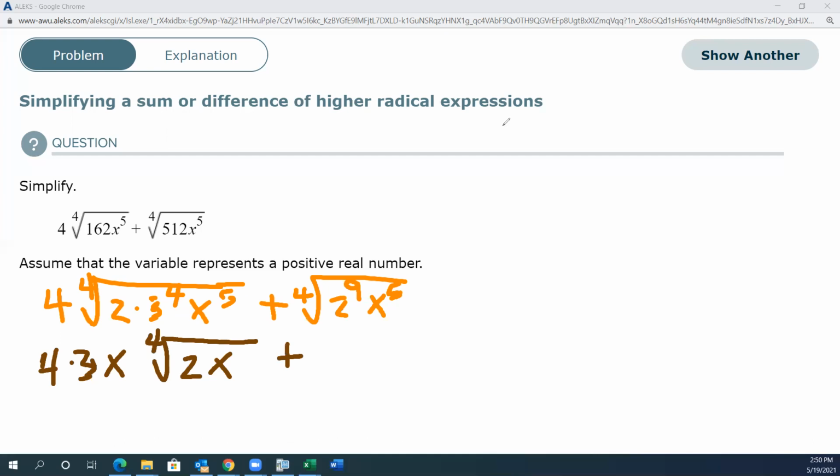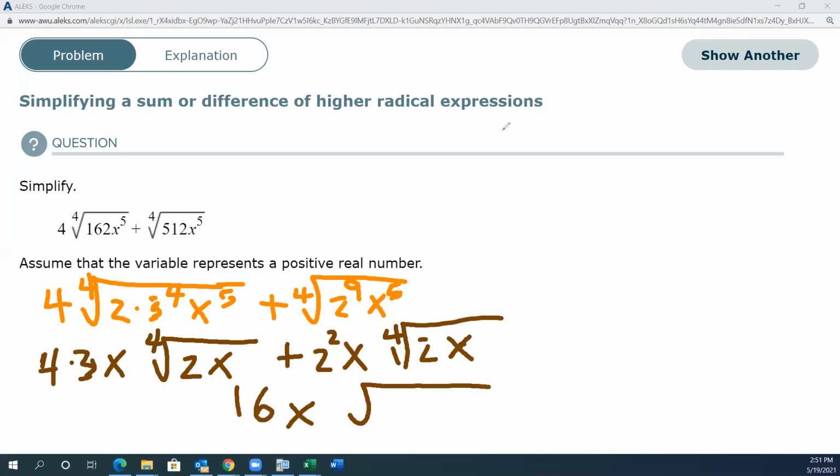And then on the second radical, I've got 2 sets of 2's, because there's 9 of them, and 8 of them would make 2 sets of 4 each. And then I've got 1 set of x's, and I still have a 2 and an x left over. And holy cow, would you look at this? I've got x, 4th root of 2x for both of them. Therefore, I'm able to combine like terms. So I've got 12 of those big things plus another 4 of them, makes 16 of those guys.